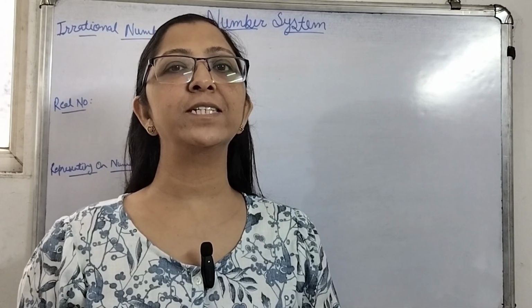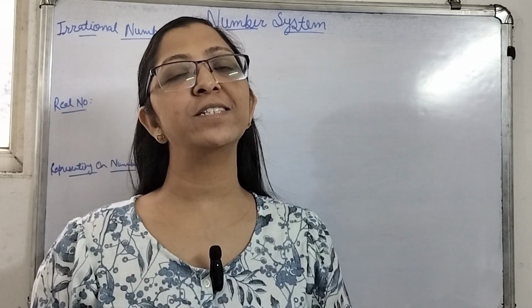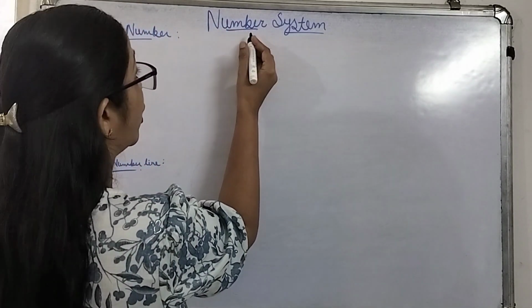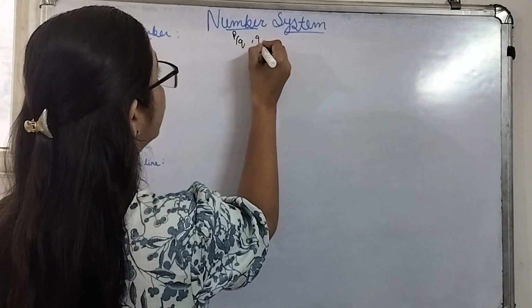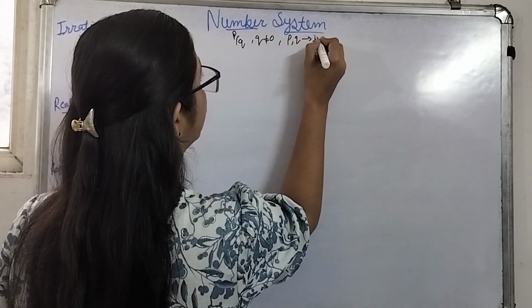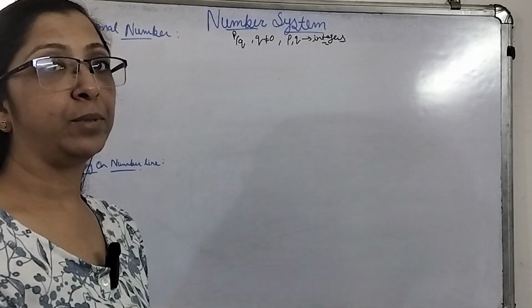Now let's see what irrational numbers are. The numbers which are not rational are known as irrational numbers. That means numbers which cannot be represented in the form of p upon q, where q is not equal to 0 and p and q are any integers. Such numbers are known as your irrational numbers.